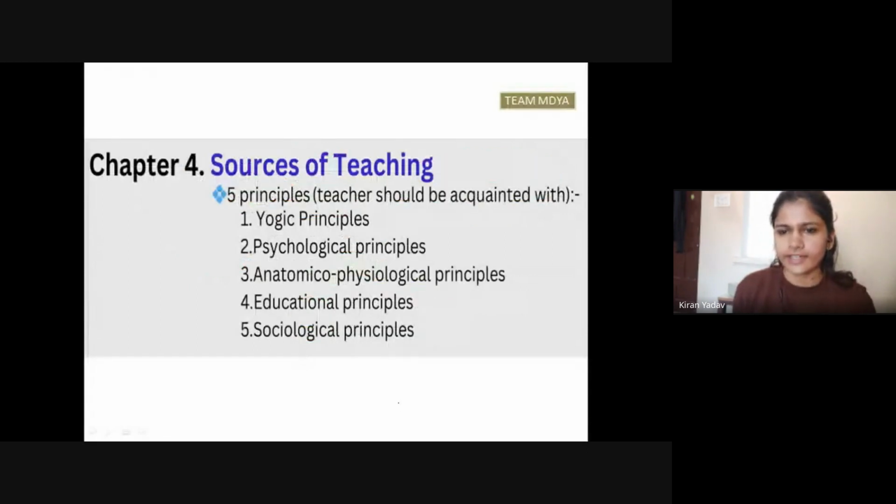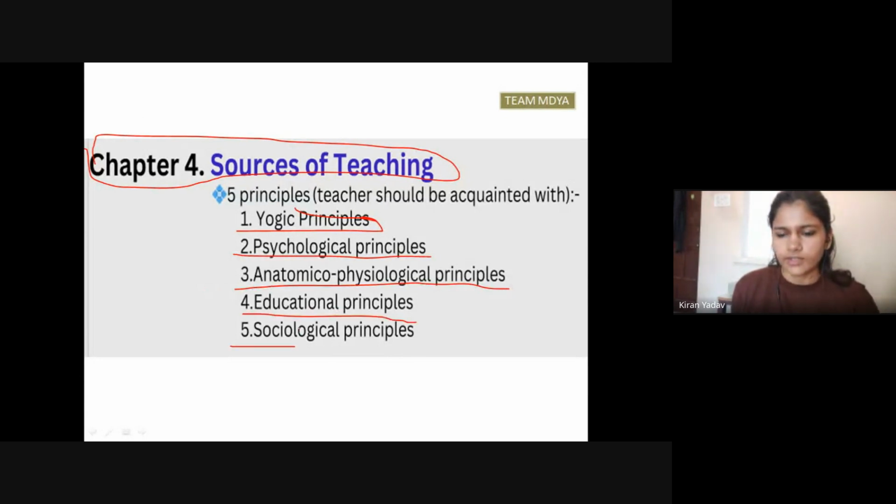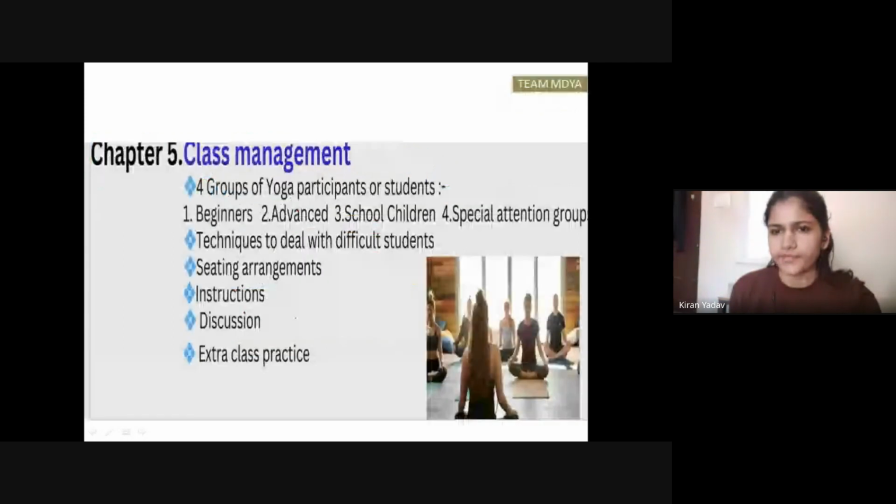Then in the next slide, chapter number 4, sources of teaching. In this chapter, sources of teaching, there are 5 principles given. Every yoga teacher should know about these 5 principles. First one is yogic principle. Next, psychological principle. Third, anatomico-psychological principles. Fourth, educational principles. And fifth, sociological principles. So we will study these in detail later.